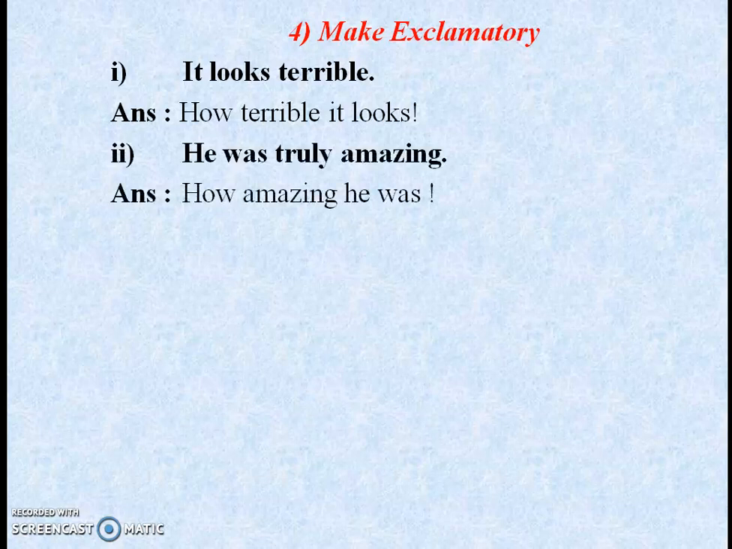Second example, he was truly amazing, assertive type of sentence. How amazing he was. From these two examples, friends, it is clear that in assertive sentence, subject takes the first place and this sentence ends with a full stop. But in exclamatory sentence, subject and verb mostly takes the last place and this exclamatory sentence ends with exclamatory mark.